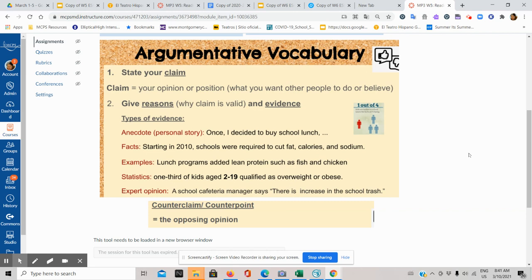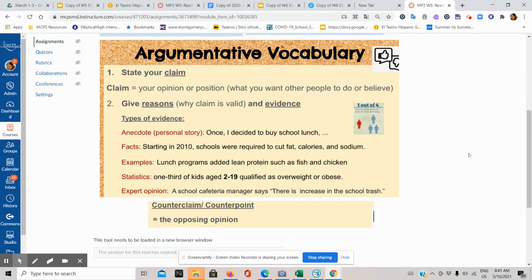Examples: lunch programs added lean protein such as fish and chicken. So that's an example of what they did in response to the fact of being required to cut fat, calories, and sodium.